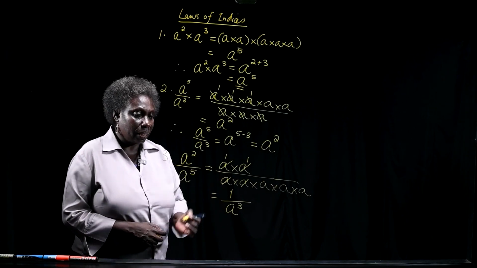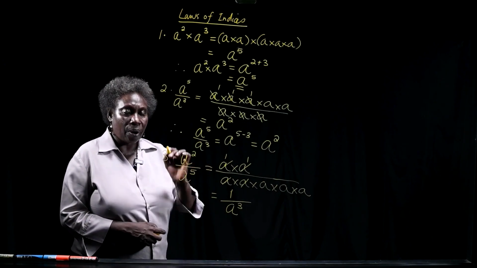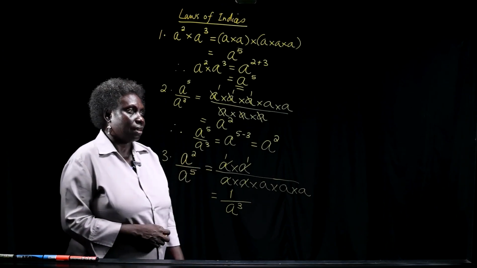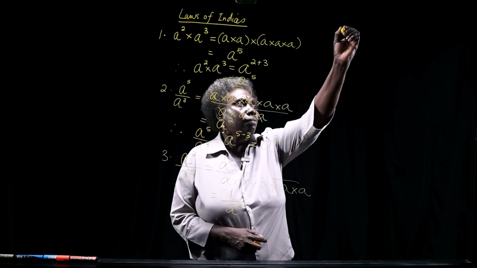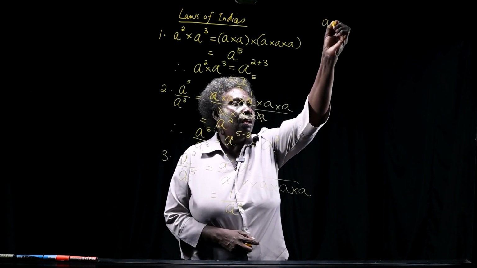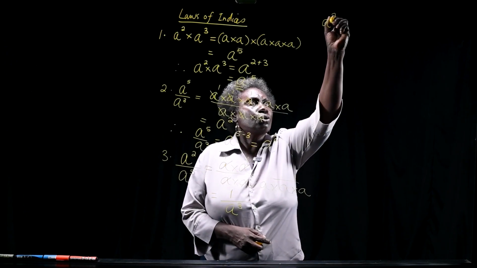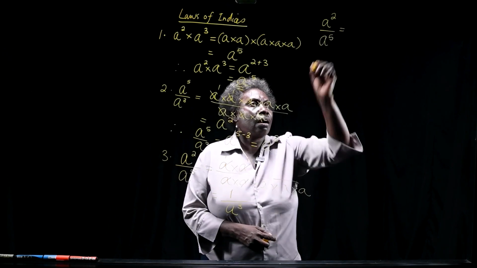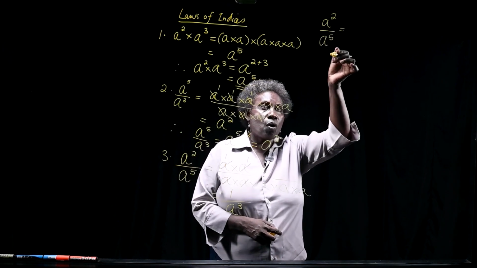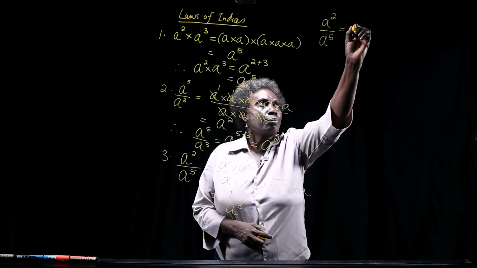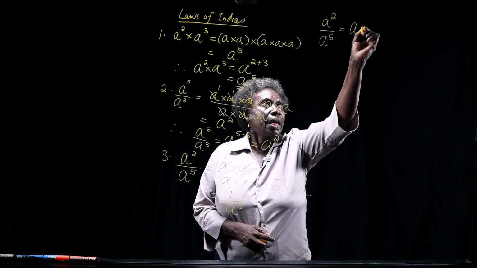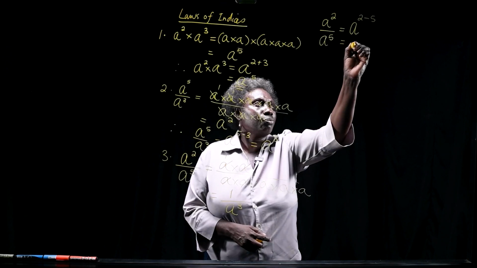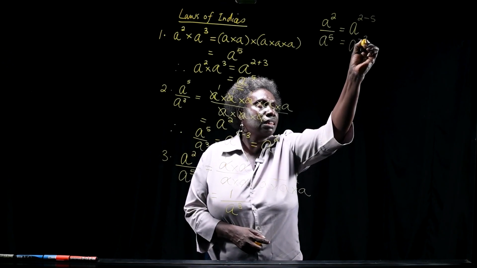Now, let's see what happens when we apply the rule of dividing powers with the same base. If I have a to the power of 2 divided by a to the power of 5, when I apply the rule for dividing indices with the same base, this is now a to the power of 2 minus 5. And that will give me a to the power of negative 3.